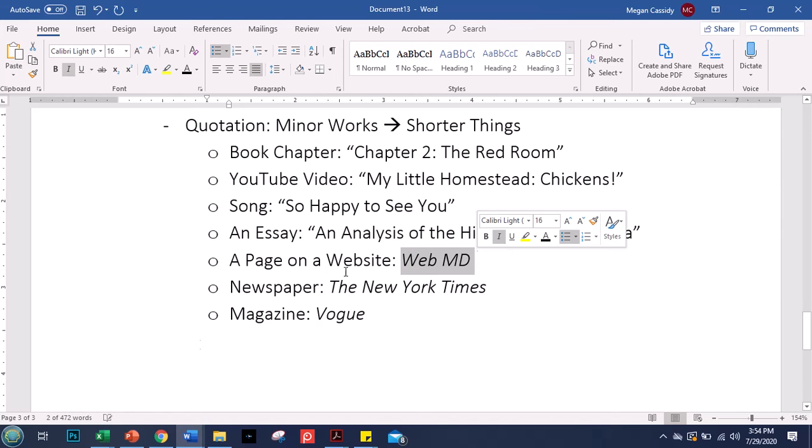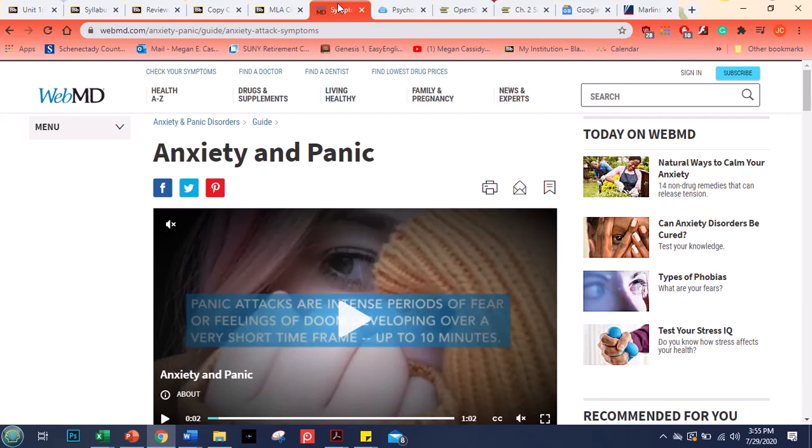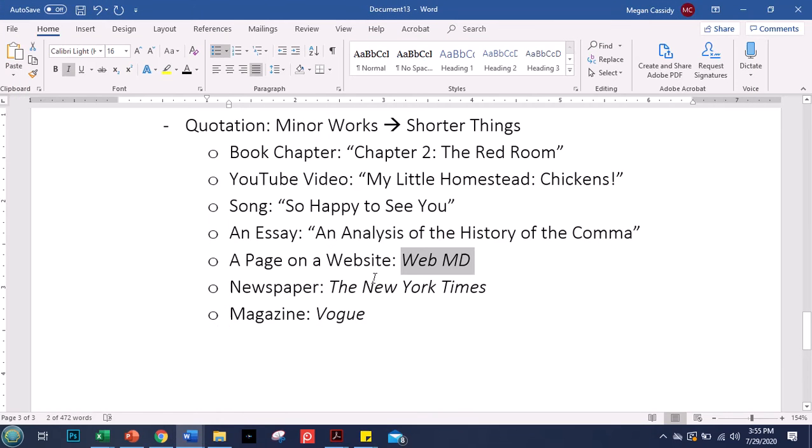So on WebMD, we have, let's go up, I opened it up someplace. There we go, Anxiety and Panic. WebMD is the whole website. Anxiety and Panic is an article on that website, or a page on the website. Oops, it's still italicized. There we go. Anxiety and Panic.